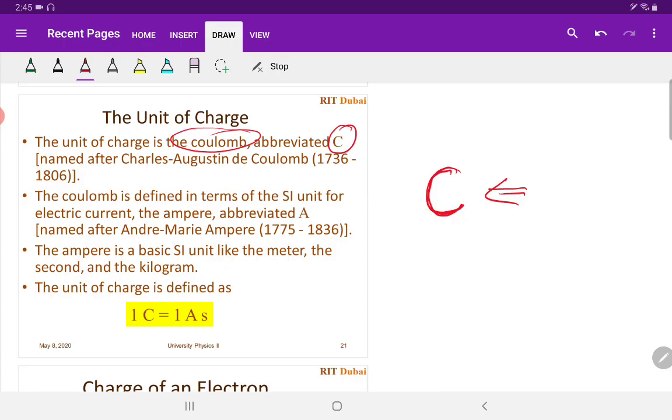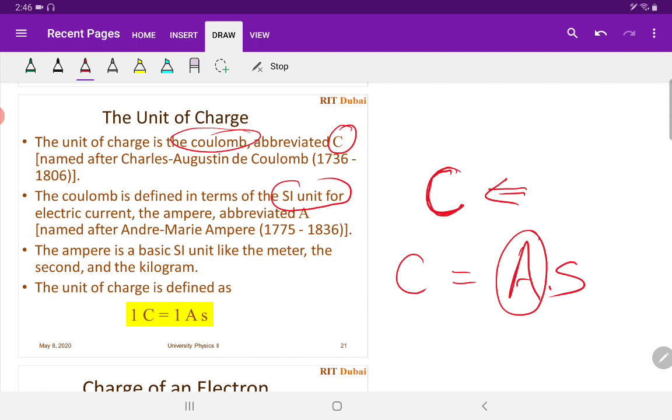Now, how large is this quantity here? The coulomb is defined in terms of the SI unit for the electric current. Actually, if you look at the table that we defined in Physics 1, in the first chapter, what are the SI units? The SI unit for electricity is the ampere, and we'll talk about that later on. But we can define the coulomb using the SI units as ampere second. And ampere is the unit that we use to define the current, and the second is the time.